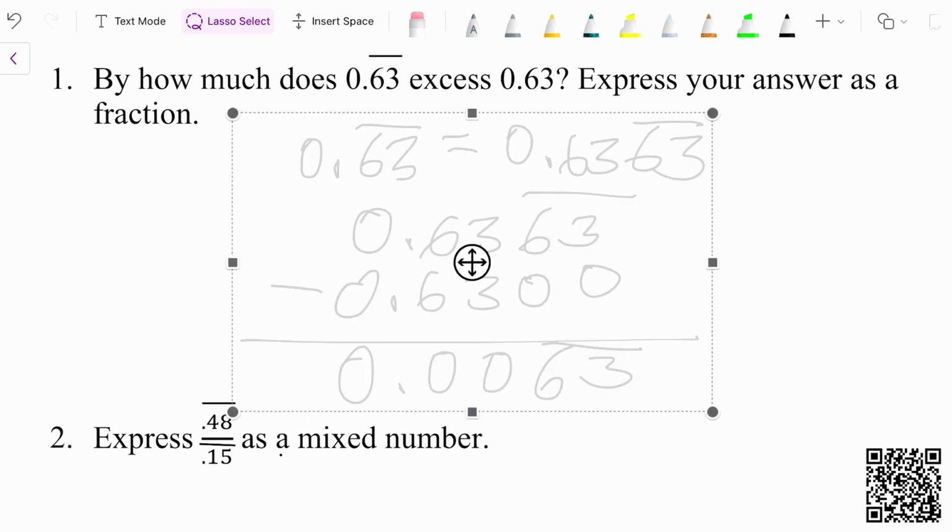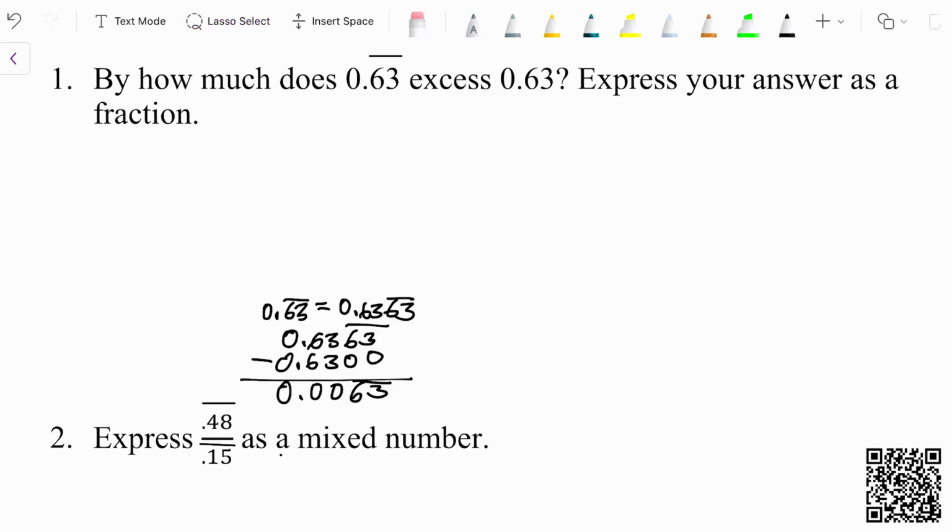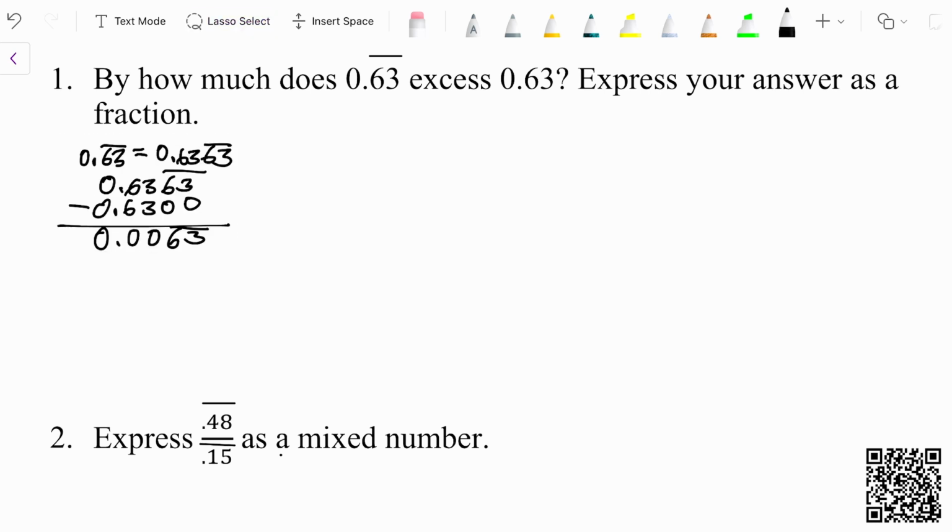So now that we have this number, it also asks you to express it as a fraction. And to express 0.0063 with a bar above it as a fraction, I explained something similar to this in a previous video. It was not the exact same problem, of course, but it has the same idea. Since this is a two-digit repeating decimal, we're going to multiply by 100.